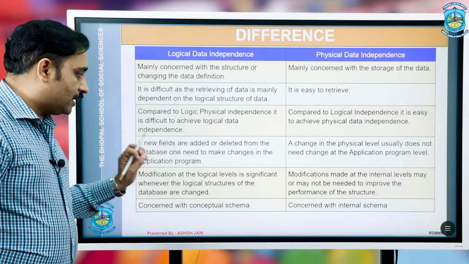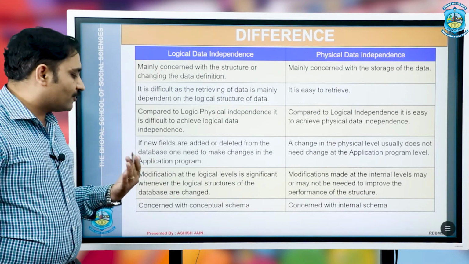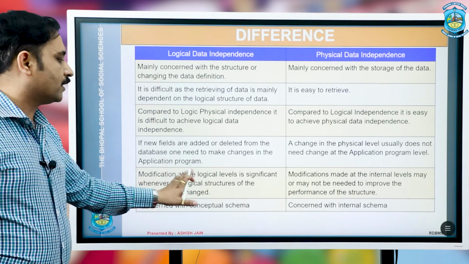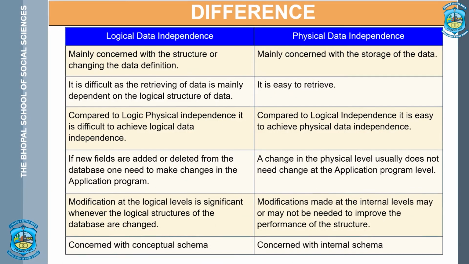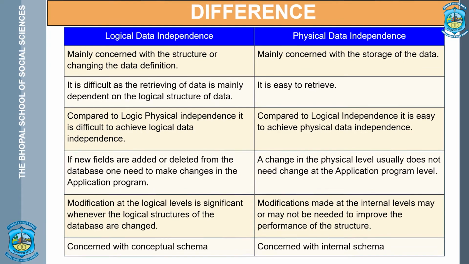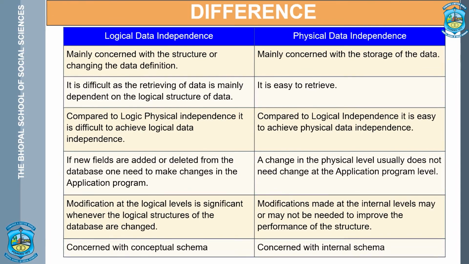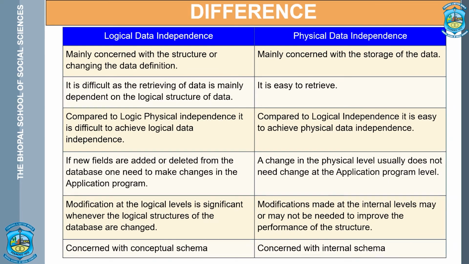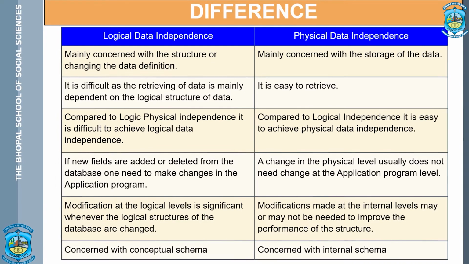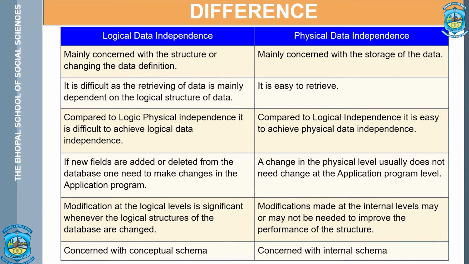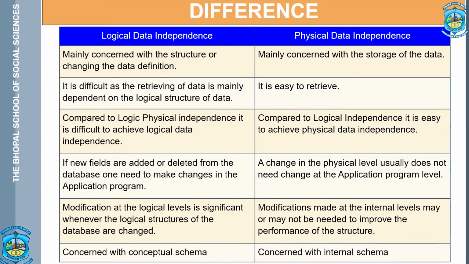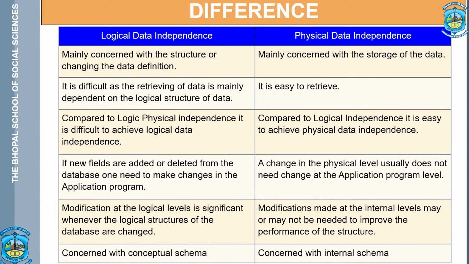Modification at the logical level is very significant whenever the logical structures of the database are changed. So if you change the logical structure, then the modification at the logical level is important. Modification made at the internal or physical level may or may not be needed to improve the performance of the structure. For example, switching from a normal server to a very advanced and fast server doesn't affect your data. So this is physical data independence. Logical independence is concerned with the conceptual schema, and physical independence is concerned with the internal schema. These are some basic differences between physical independence and logical data independence.